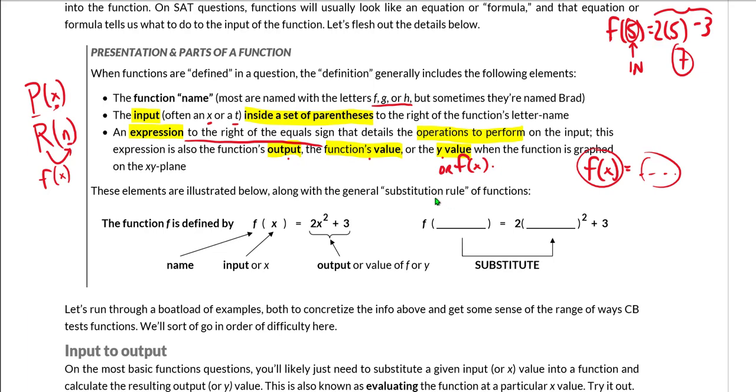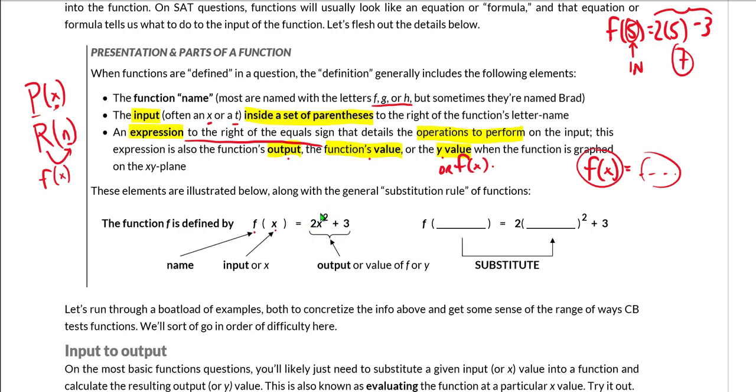We can call it f of x. So down here, we illustrate all of this using a quadratic function as an example. So again, we have the function name, we have the input inside parentheses next to the function name. Over to the right of the equal sign, we have the output, or the value of f, or the y value, or the f of x value.